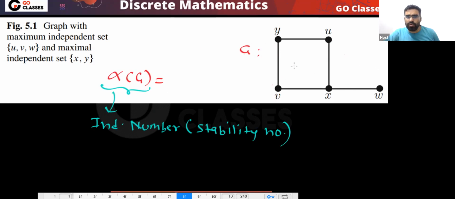So you can take W, U, V. You can take these vertices, W, U, V, correct? So basically the number will be 3. Okay, so the largest independent set, if you notice, this will be the maximum independent set. Very simple. Okay, now let's move on.